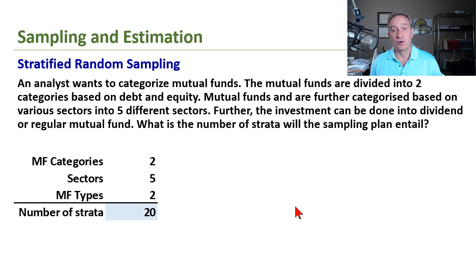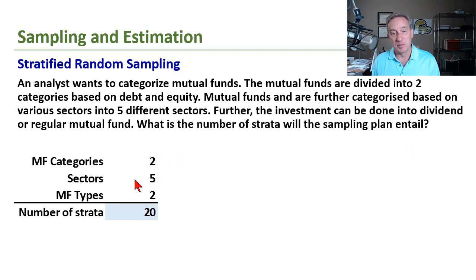And so here's a typical CFA type example. An analyst wants to categorize mutual funds. The mutual funds are divided into two categories based on debt and equity. Mutual funds are further categorized based on various sectors into five different sectors. So that would be technology or healthcare, for example. Furthermore, the investment can be done in a dividend or a regular mutual fund. What is the number of strata that the sampling plan will entail? And the answer here would be 2.